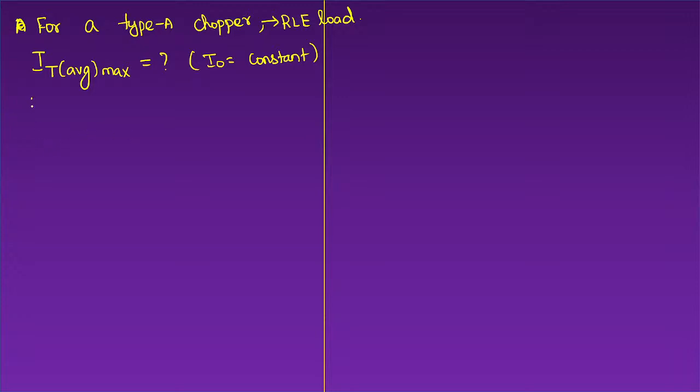Whereas they have given some data. The value of battery voltage is given as 50 volt, and the supply voltage Vs is also given as 80 volt, and the value of resistor is given as 0.5 ohm. Now you can substitute and drop your answer. Type A chopper connected to an RLE load, the output current is constant, all other parameters are given, then what is the expected maximum average thyristor current? Try and figure out the answer.